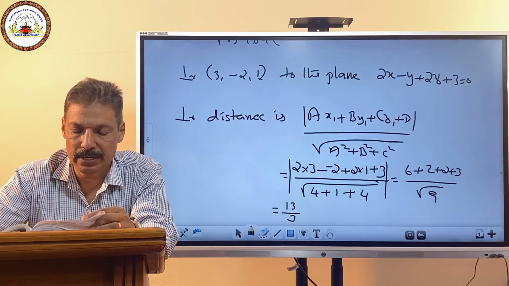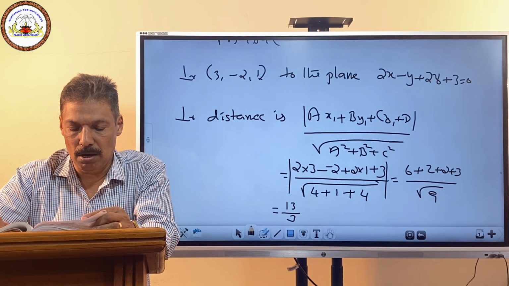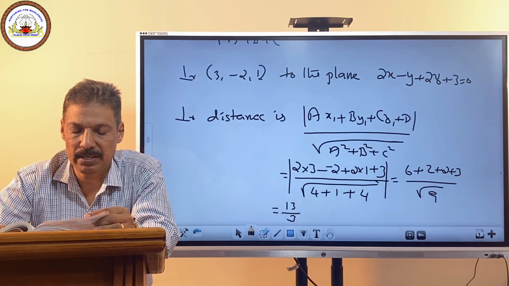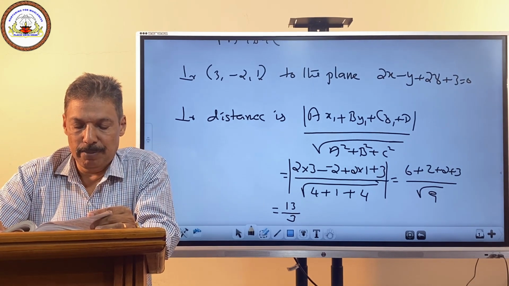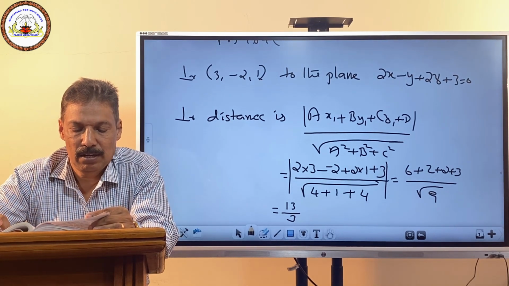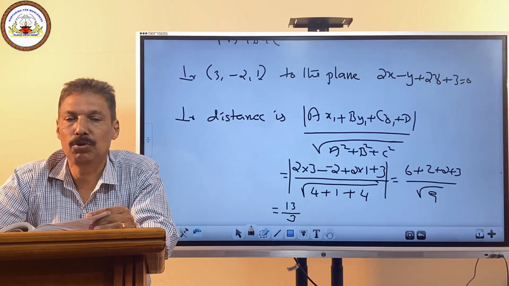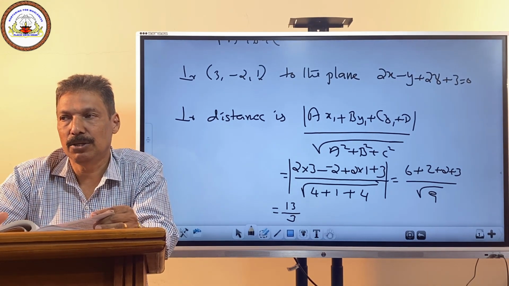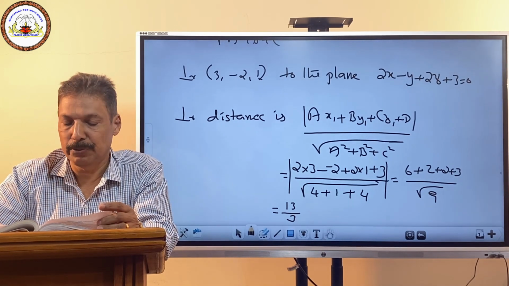That is equal to minus 12 minus 2, that is minus 14, divided by root of 2 square 4, plus 3 square 9, plus 6 square 36. The numerator is minus 14, modulus is 14, divided by root of 49, that is equal to 14 by 7. The distance is equal to 2.